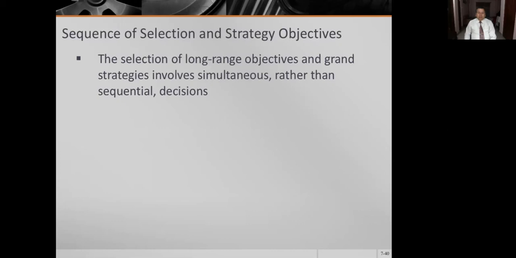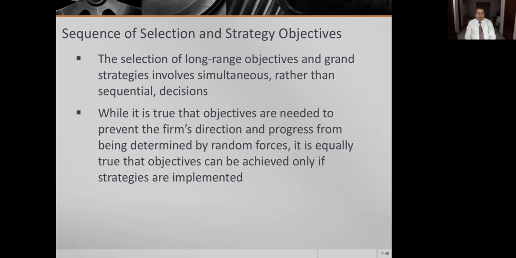The selection of long-run objectives and grand strategies involves simultaneous rather than sequential decisions. While it is true that objectives are needed to prevent the firm's direction and progress from being determined by random forces, it is equally true that objectives can be achieved only if strategies are in place. So they go simultaneously.